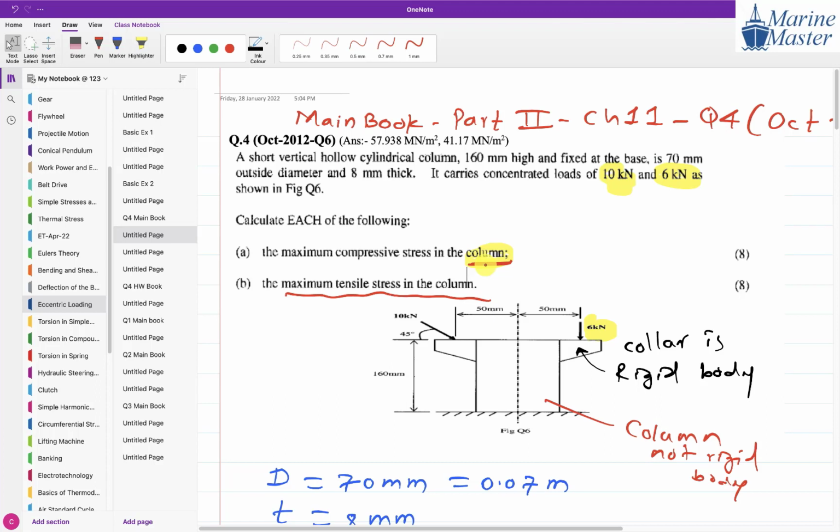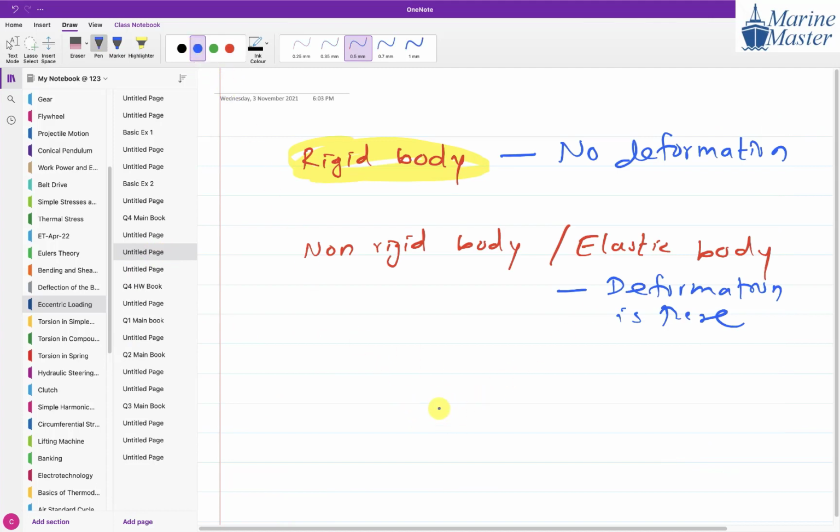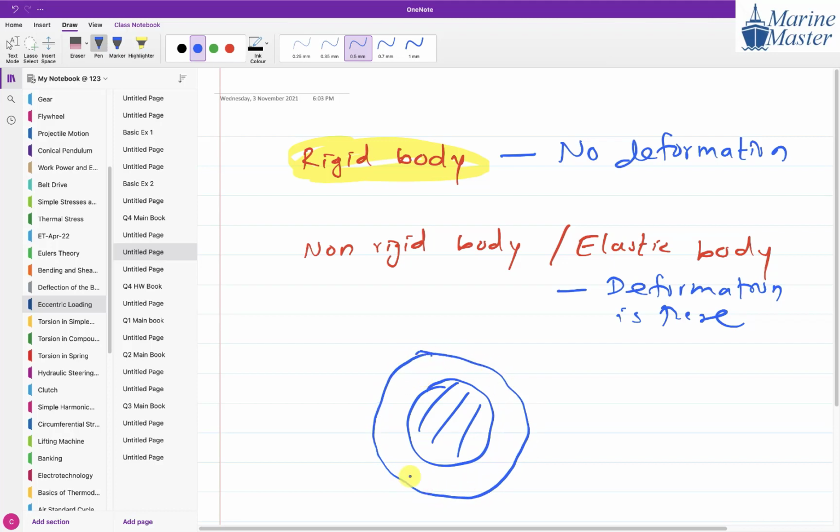Are they saying about the collar? The only purpose of the collar is to take a load. Generally, suppose you want to see the top view, guys. Suppose this is the view of the column, top view. And this is the column. And beside the column, we will keep one collar around the column. This is the column, and around the column we are going to keep a collar.